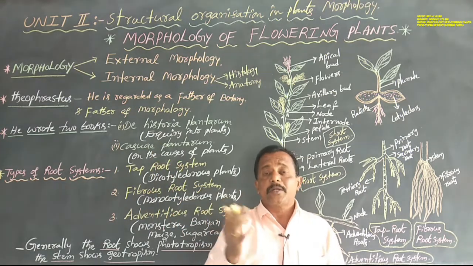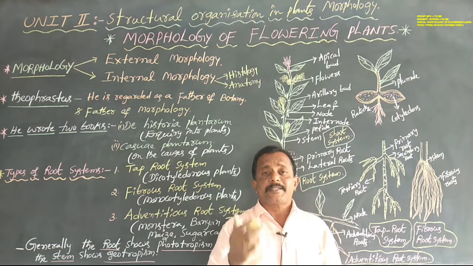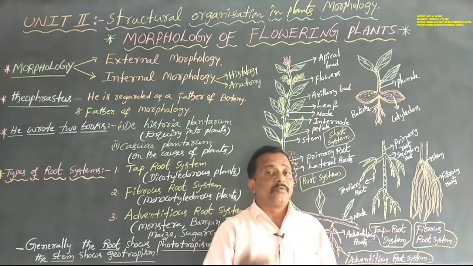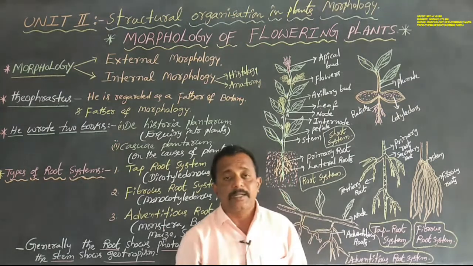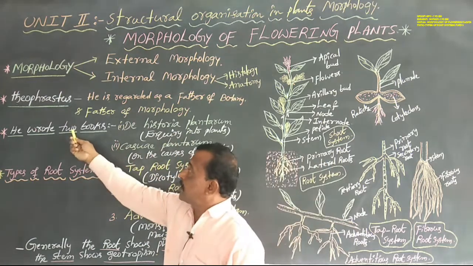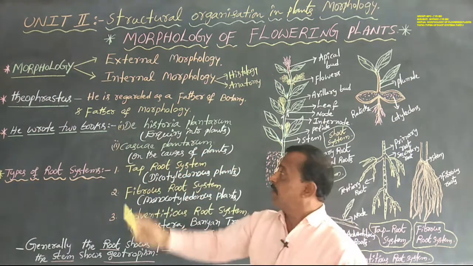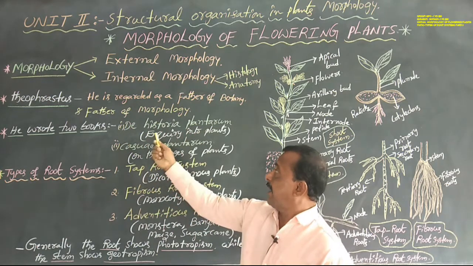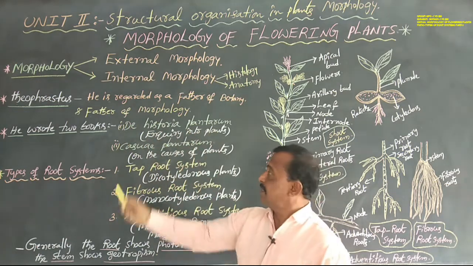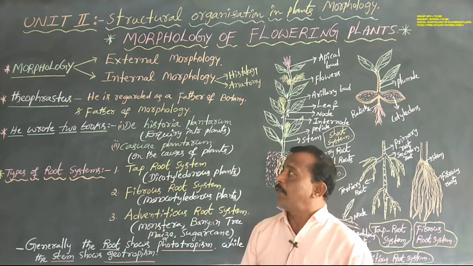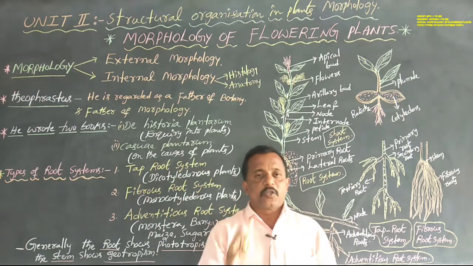Not only 2 or 3 plants, he totally described the external characters and internal characters of 500 kinds of plants. Then he wrote 2 books. The 2 books are namely, one is De Historia Plantarum or Enquiry into Plants. Second book, Causae Plantarum or On the Causes of Plants.